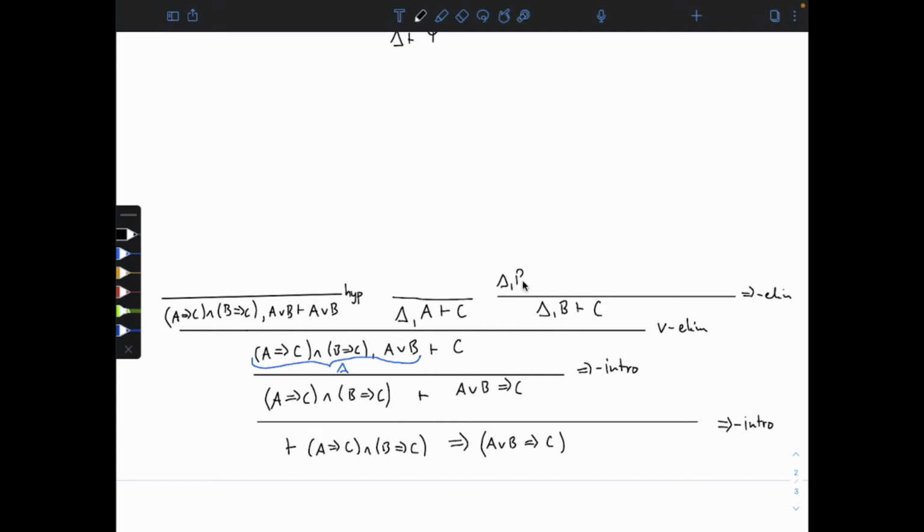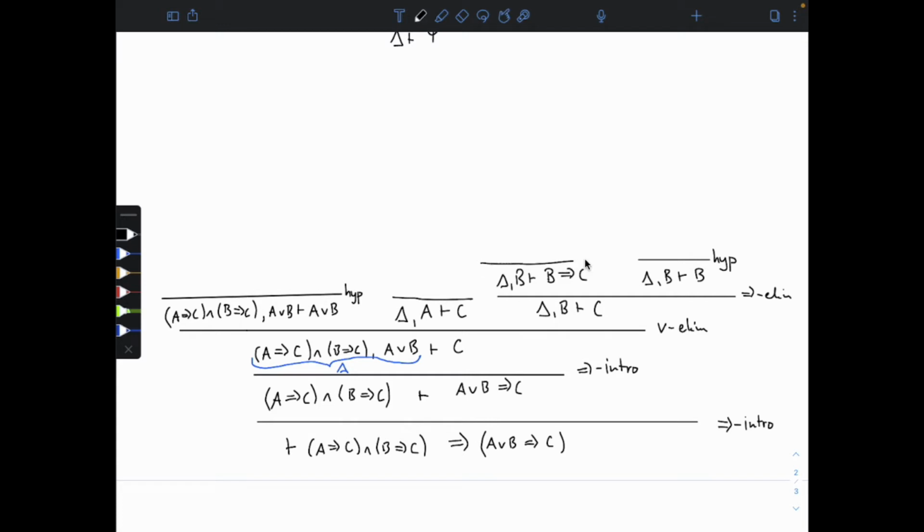I'm going to prove that from which one? From B implies C and B, I can get C. You see? If I manage to prove B implies C and B, I will get C. So that is the implication elimination. Okay, can I get this one? Yes, that's a hypothesis. It's already a hypothesis.